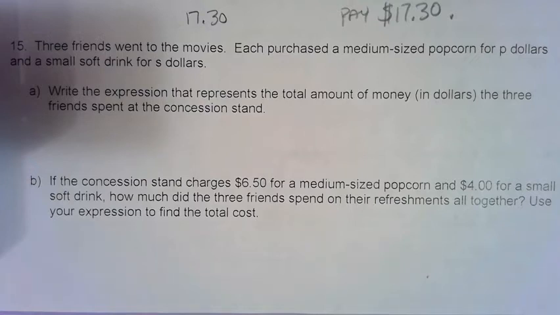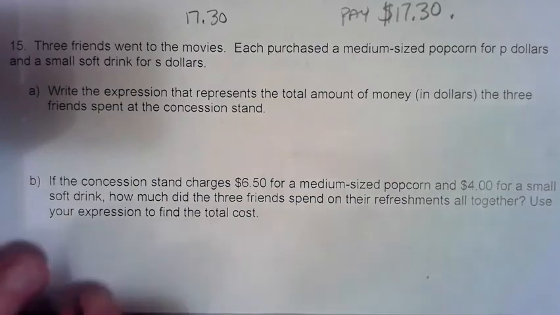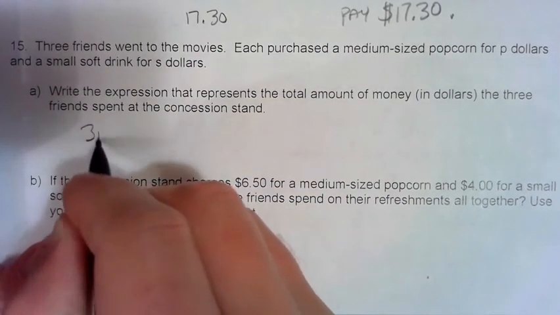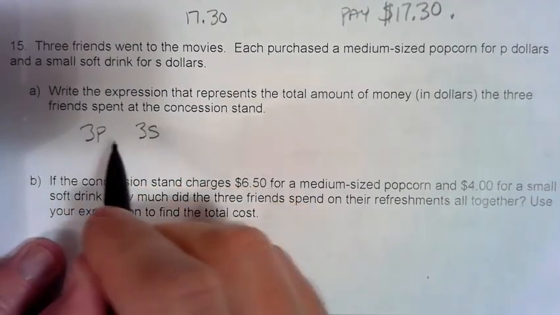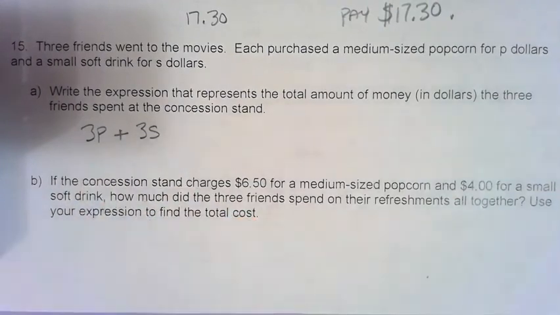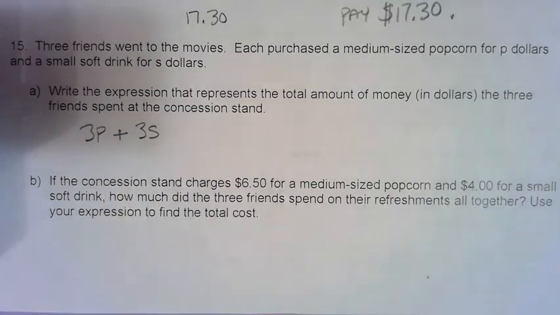In example 15, we're told that 3 friends went to the movies. Each purchased a medium-sized popcorn for P dollars and a small soft drink for S dollars. A says to write an expression that represents the total amount of money in dollars that the 3 friends spent at the concession stand. Okay, so you can think about this in a couple of different ways. You've got your 3 friends, and each person's going to get a popcorn and a soda, which means that there's a total of 3 popcorns, so I can do 3 times P, and there's going to be 3 sodas, so I can do 3 times S, and I can simply add those two together to figure out what the total cost is going to be, 3P plus 3S.